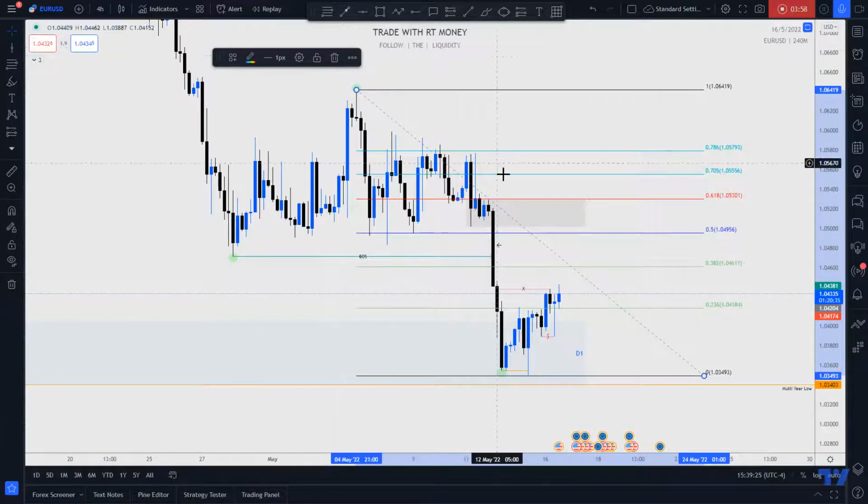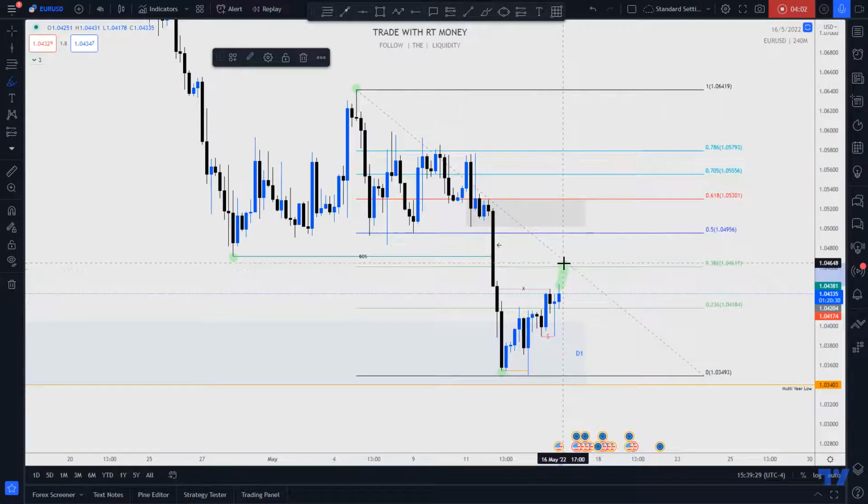So what am I looking for? I'm looking for price to continue up. You see that little arrow there? This is an imbalance, and I'm looking for price to rebalance that imbalance, which it always does.